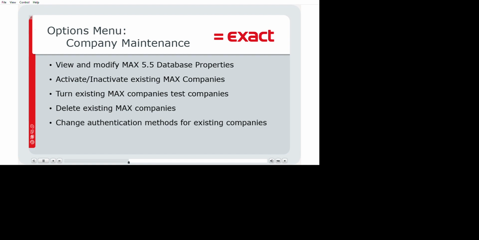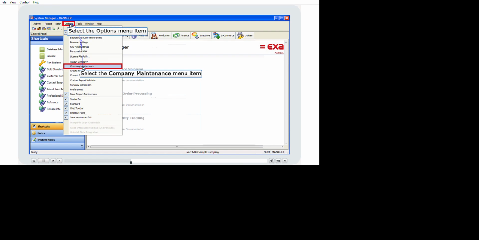This allows any users with supervisory rights and database administrator credentials to view and modify the Exact Max database properties: active or inactive existing companies, making an existing company into a test company, deleting existing companies, and changing authentication methods for the existing company. From the System Manager screen, click on the Options menu and then on Companies Maintenance.